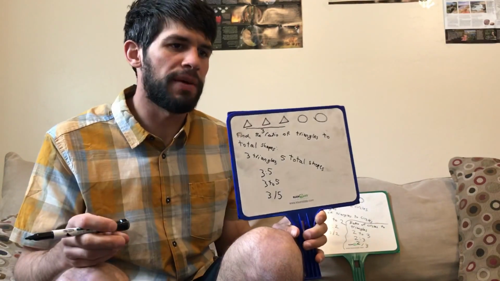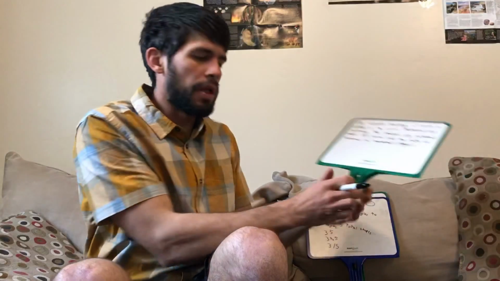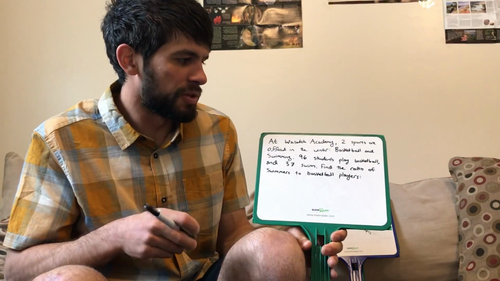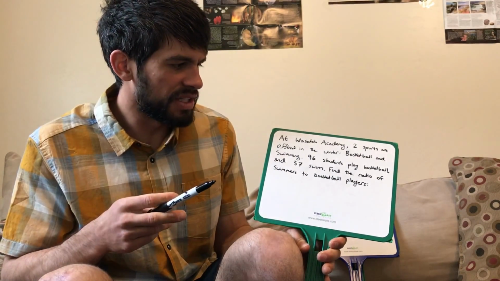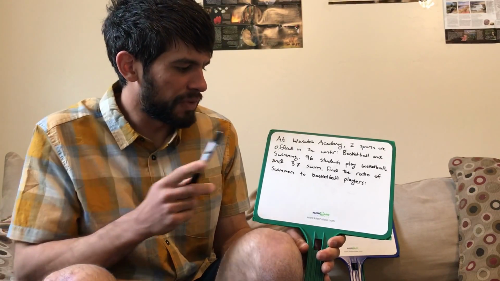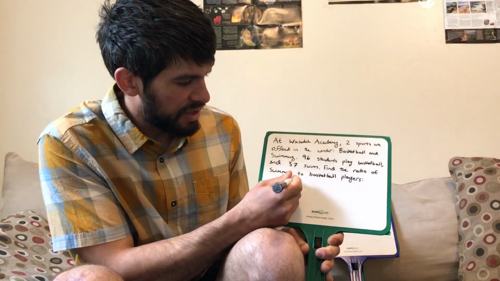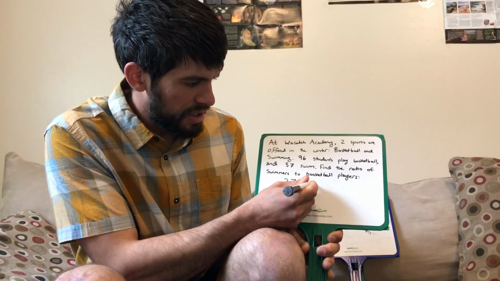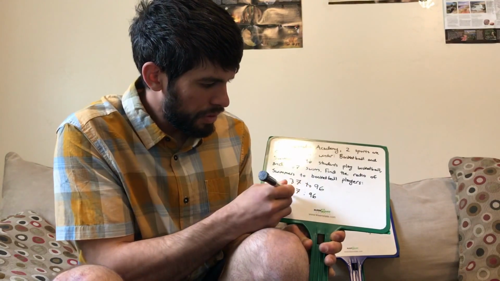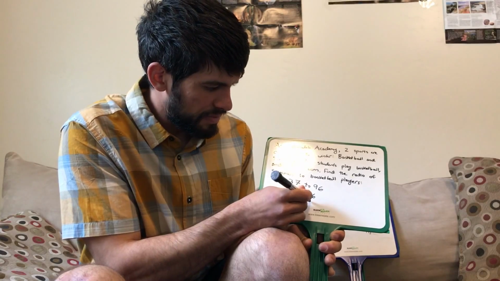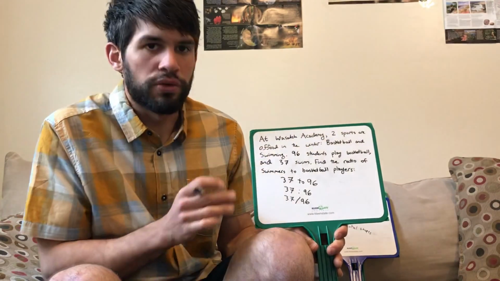So I just want to do one more quick example that involves a word problem rather than visuals. So now, suppose at Wasatch Academy 2 sports are offered in the winter, basketball and swimming. So 96 students play basketball and 37 swim. And we want to find the ratio of swimmers to basketball players. So since swimmers come first, we could write our ratio as 37 to 96. Or we could write it like this, or we could write it like this. And that would be how we would write a ratio between these two quantities.